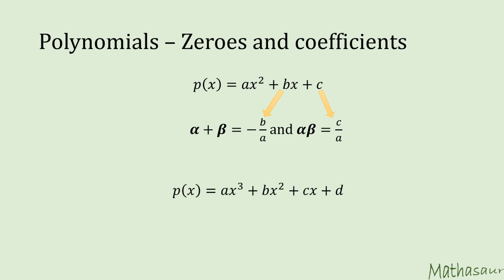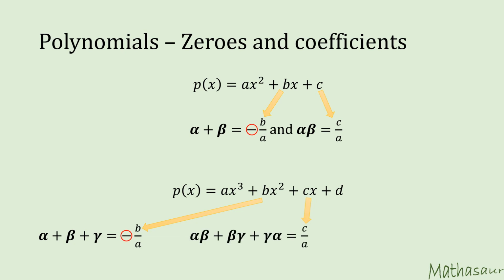Now what if it was a higher degree polynomial? What if it was a cubic polynomial? Now since the degree is 3, it can have 3 zeros at most. Let us call them alpha, beta and gamma, and follow the pattern. So the sum of zeros would be equal to the negative of b by a. What do you think c by a is going to be?